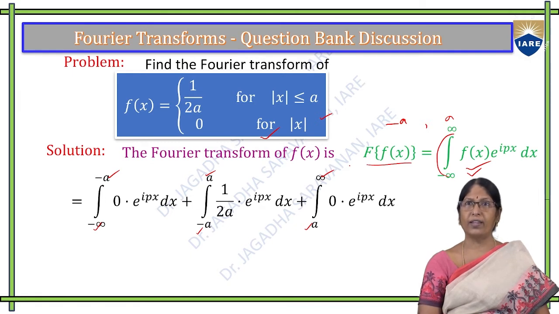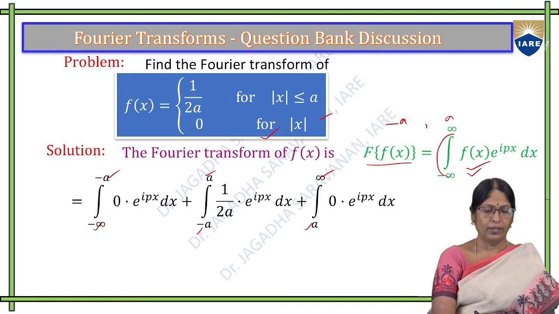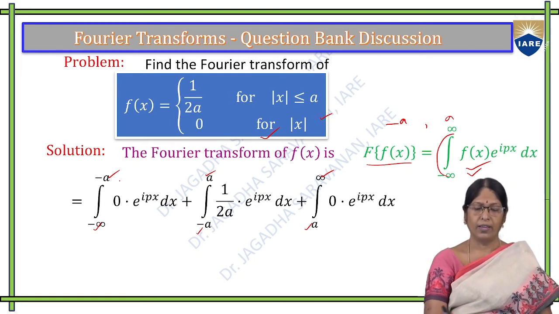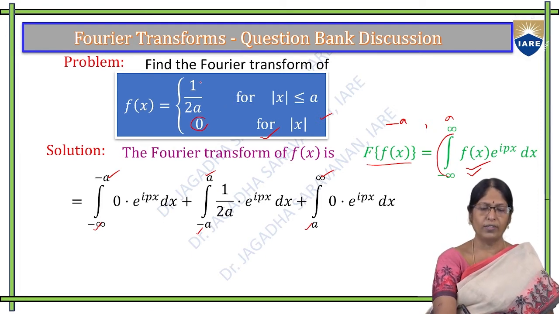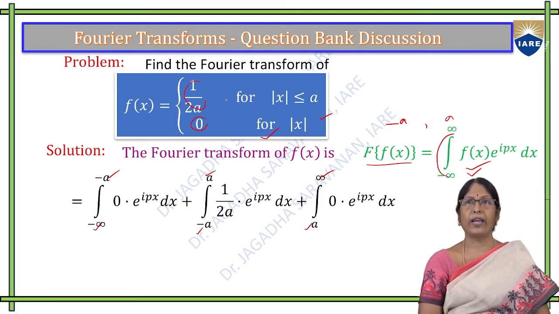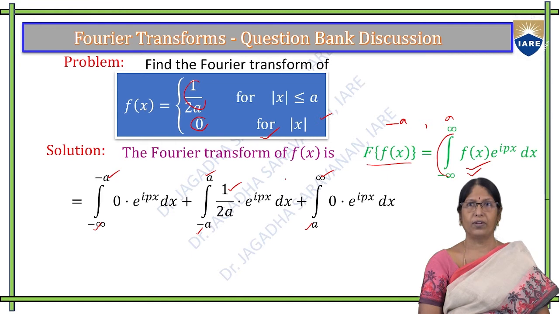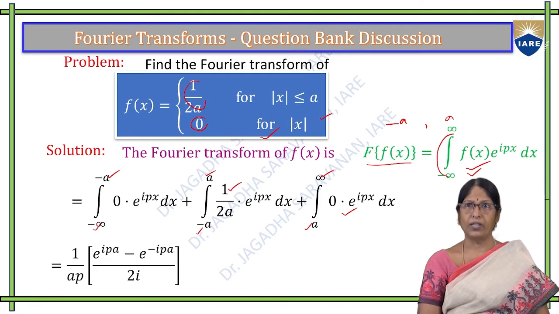Now we are understanding, the next level of Bloom's taxonomy. Understand: here x lies between minus infinity and minus a. Here the function is 0. Only this function exists if x lies between minus a and a. So according to that, the function is replaced: 1 by 2a into e power ipx dx. The third one, the function is 0. Only the middle integral exists, and we have to do the integration.